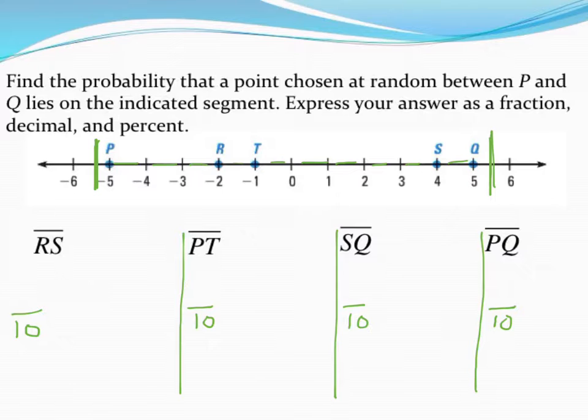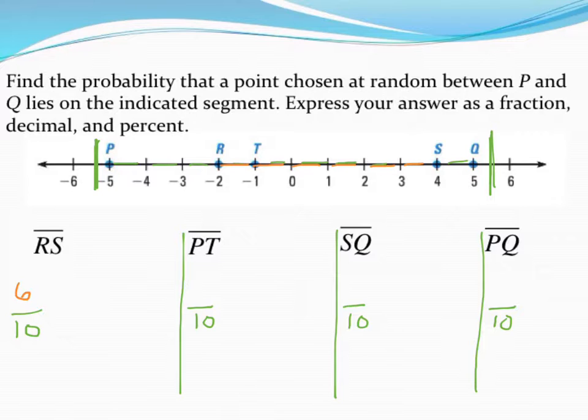So for example, the probability that we stop on segment RS, let's count the spaces between R and S. Count spaces, don't count actual points. So between R and S, that's 1, 2, 3, 4, 5, 6 spaces. So I have a 6 out of 10 chance that I'll stop on segment RS.